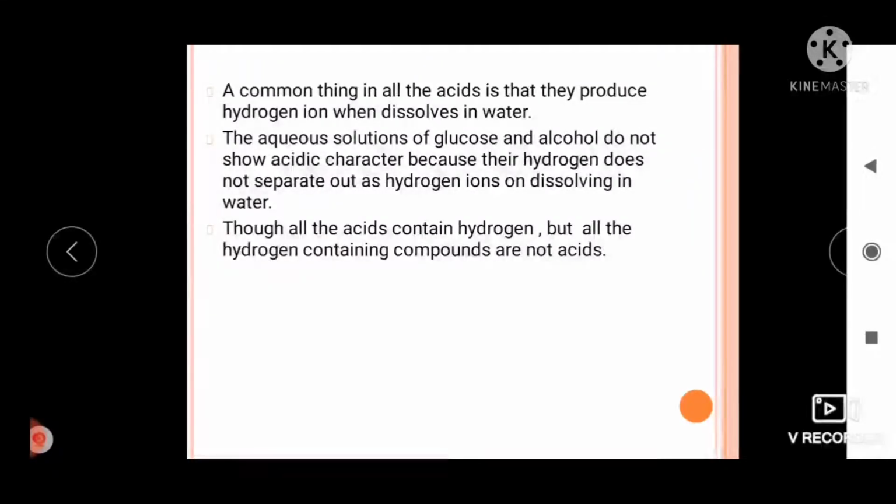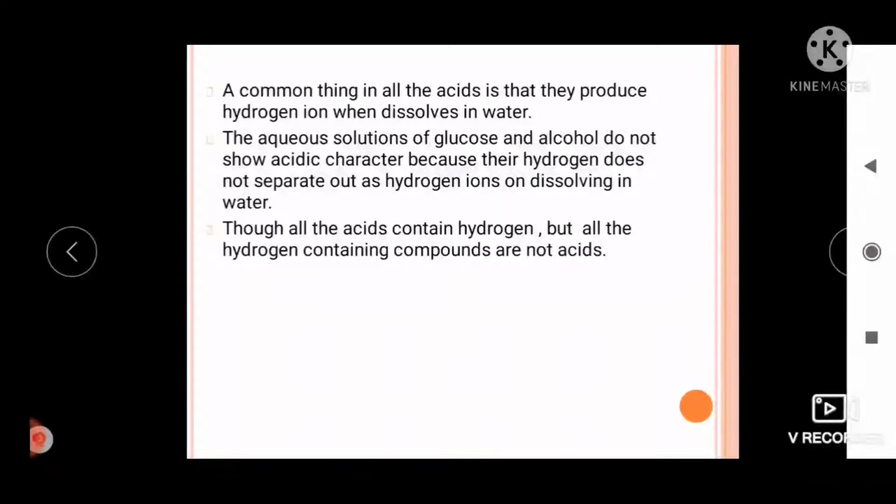Is glucose, alcohol an acid? They contain hydrogen atoms, but they are not acids. Why? Hydrogen containing compounds such as glucose and alcohol do not behave as acids because they do not dissociate in water to produce hydrogen ions. That is, the aqueous solutions of glucose and alcohol do not show acidic character because their hydrogen does not separate out as hydrogen ions on dissolving in water. Though all acids contain hydrogen, not all hydrogen containing compounds are acids.